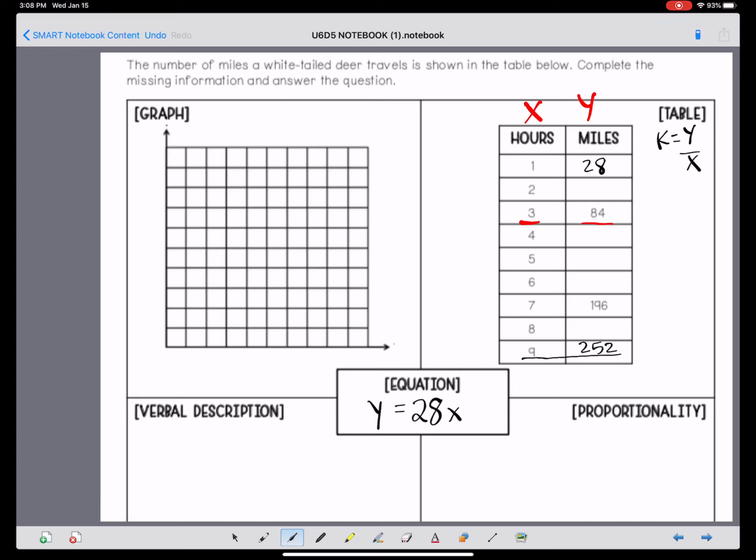And if I were to just keep filling out this table, I could add by 28 each time, or I could do 28 times my x value, and it will give me my y value.